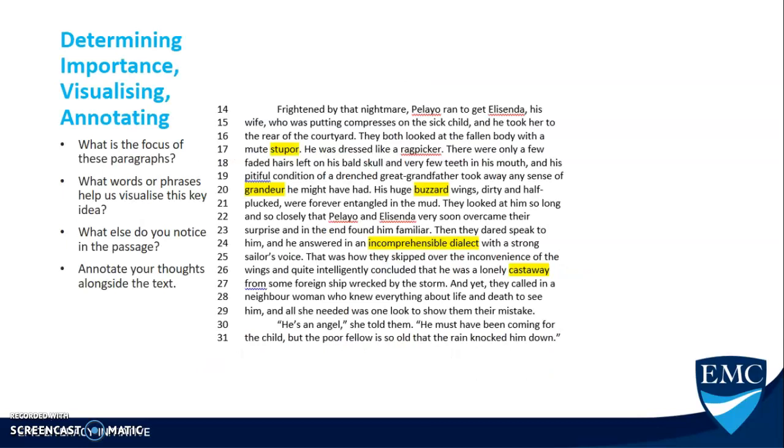Here's the second part of this story. A really good example. It's moving on from the setting. Use it to have a think about these 3 questions on the side. What is the focus of these paragraphs? What words or phrases help us visualize this key idea? What else do you notice in the passage? And hopefully it goes without saying at this point, annotate your thoughts alongside the text.